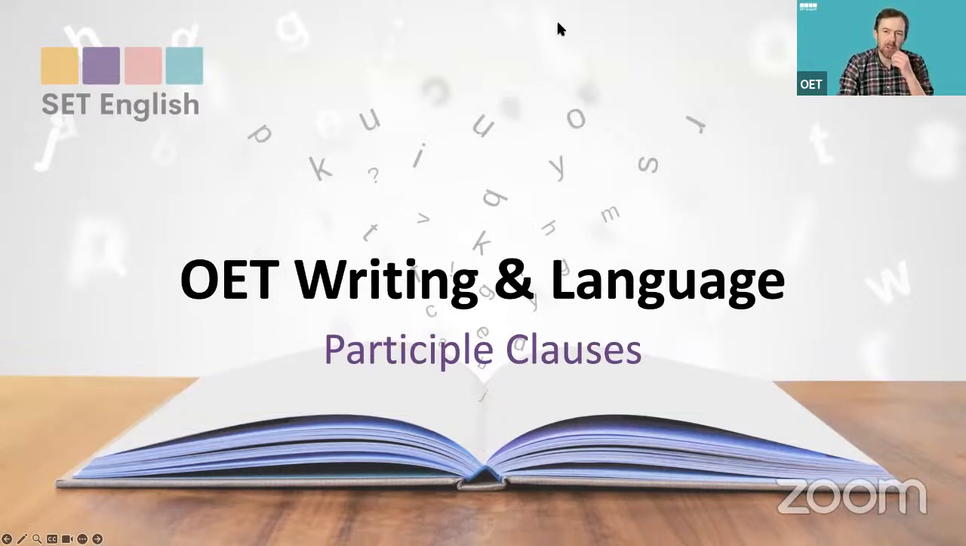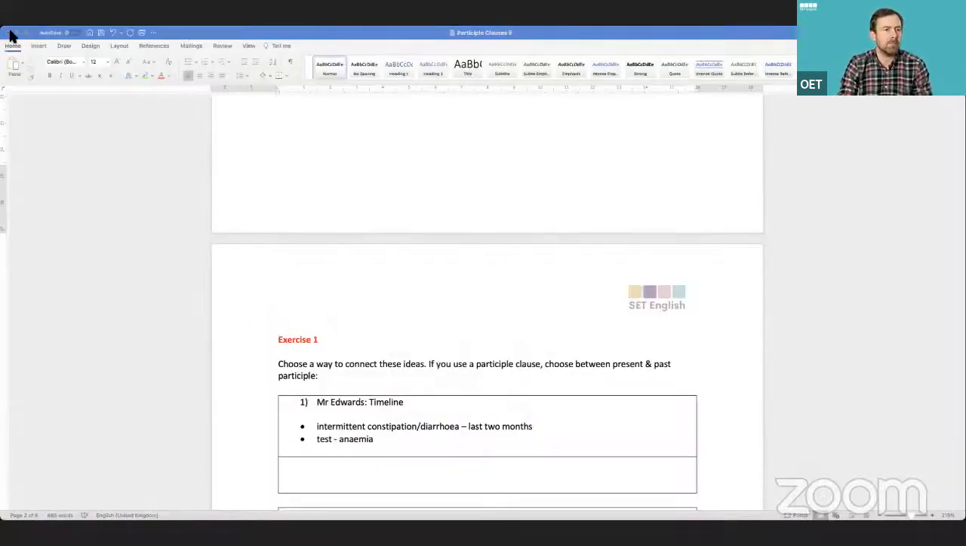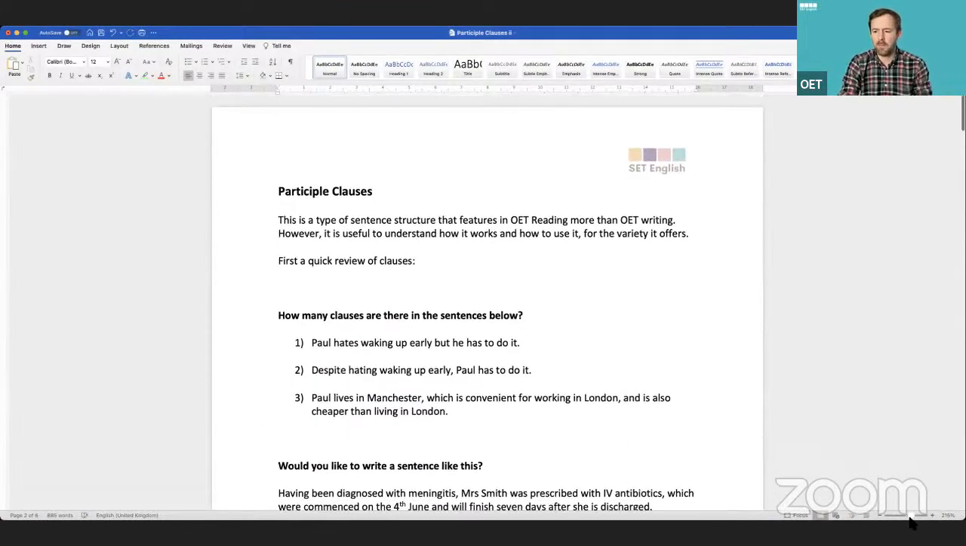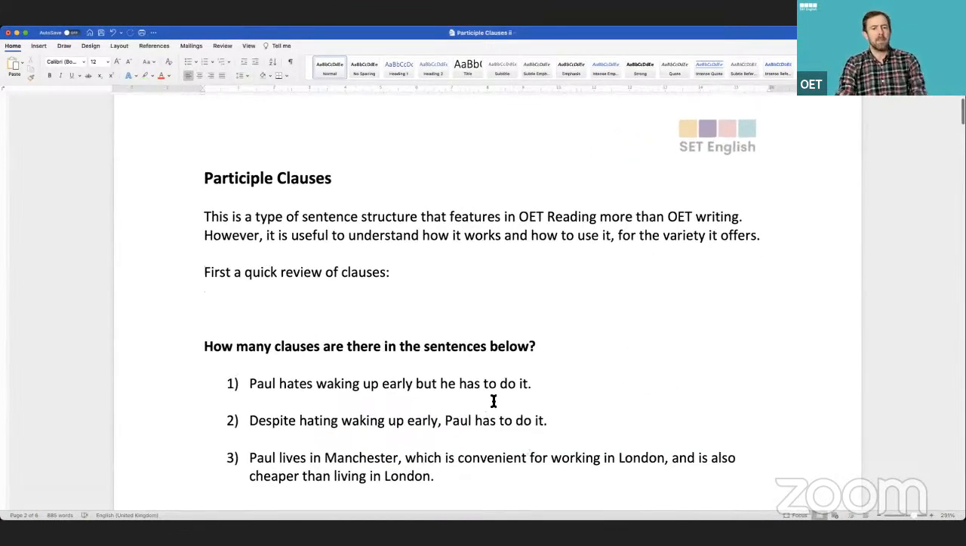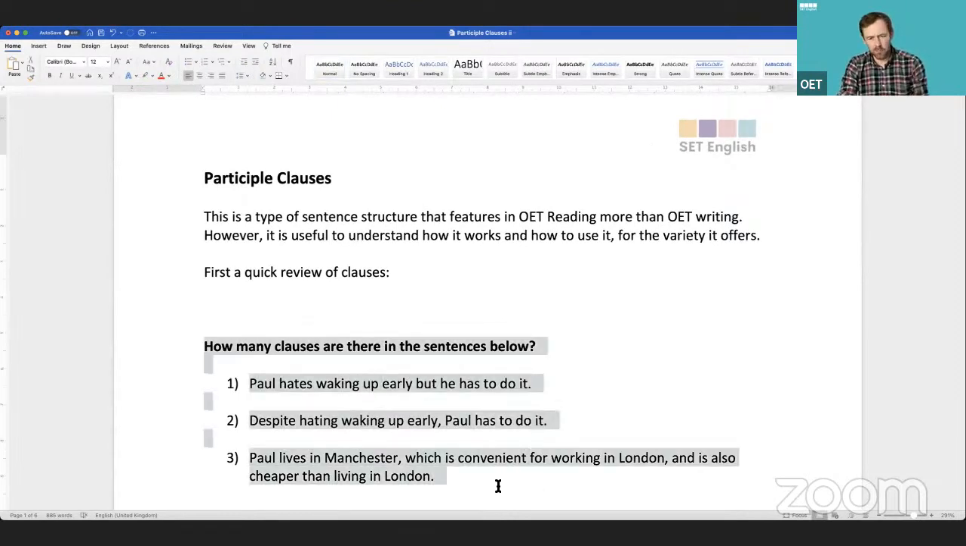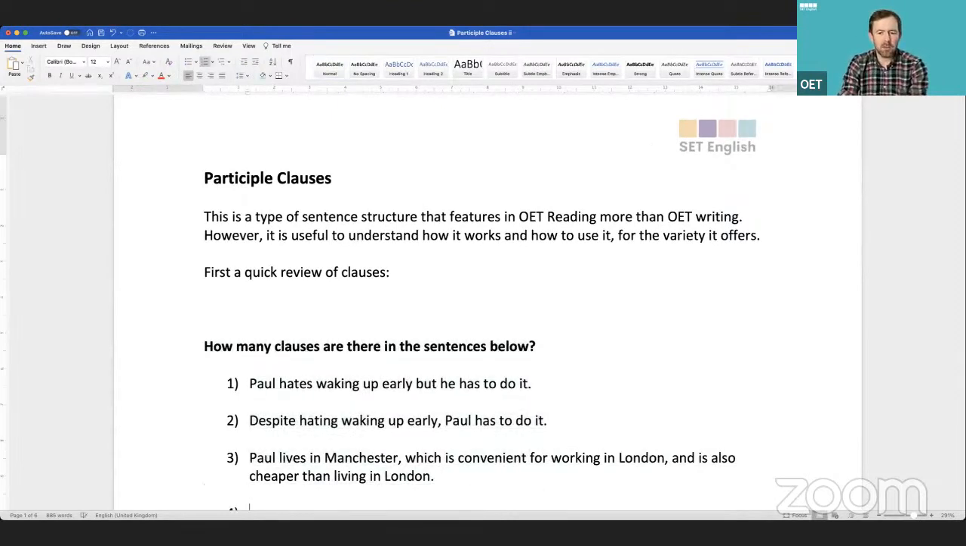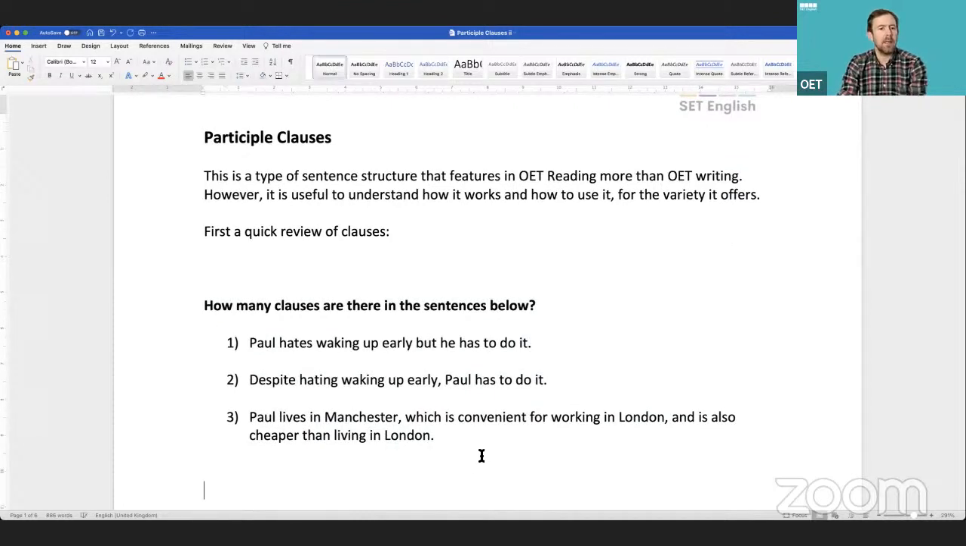But first of all, let's just do a very, very quick review about clauses, sentence structure, etc. So let me just get this off here. Yeah, we'll go up to the top. Okay, so have a look here. I've got a little exercise for us to do. How many clauses are there in these 3 sentences? Just have a look, 30 seconds.